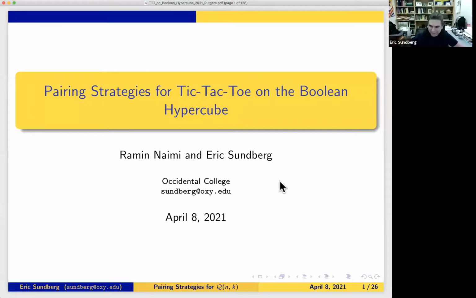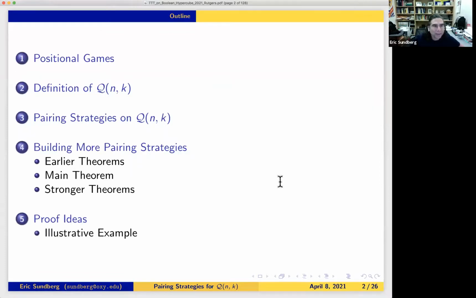All right, thank you, Doran. Okay, so I'm going to start off by defining positional games. That's the name we use for these tic-tac-toe style games. Then I'll define the specific game that we're going to be looking at, which will be tic-tac-toe on the n-dimensional Boolean hypercube with k-dimensional subcubes as the winning sets. Then I'll talk about pairing strategies for that game, and then how we can build pairing strategies for higher dimensional games based off of pairing strategies for the lower dimensional games. I'll mention a couple of earlier theorems, then I'll mention our main theorem and a couple of stronger theorems.